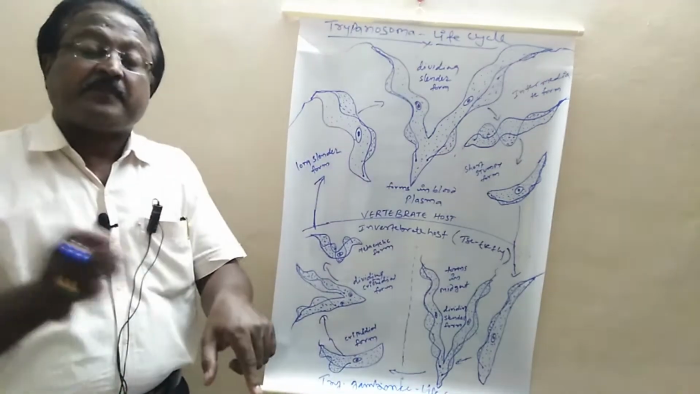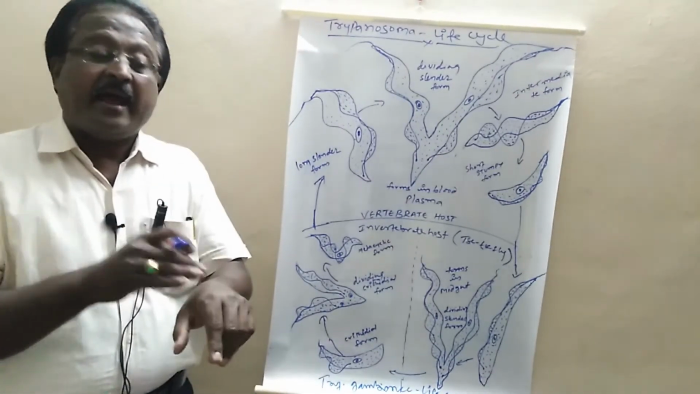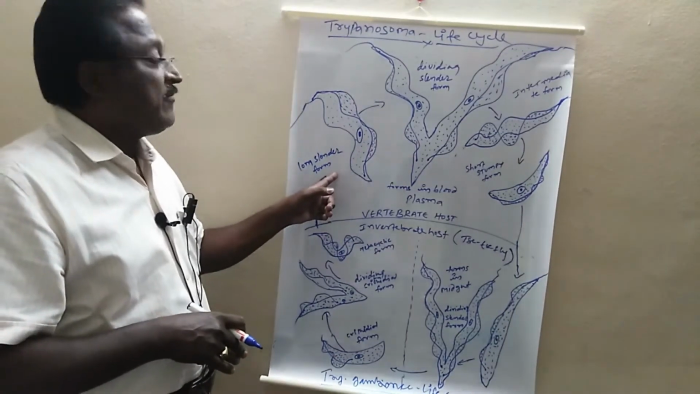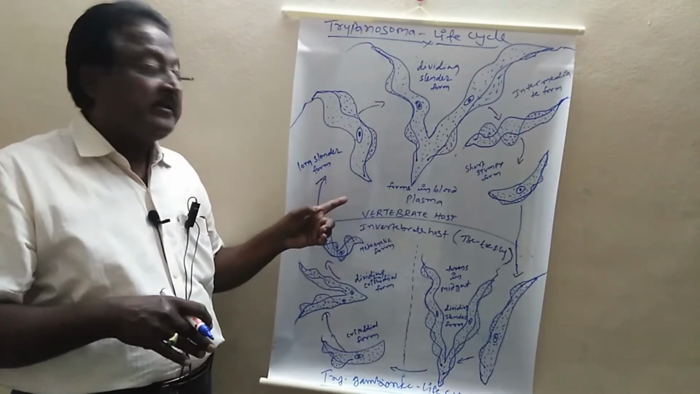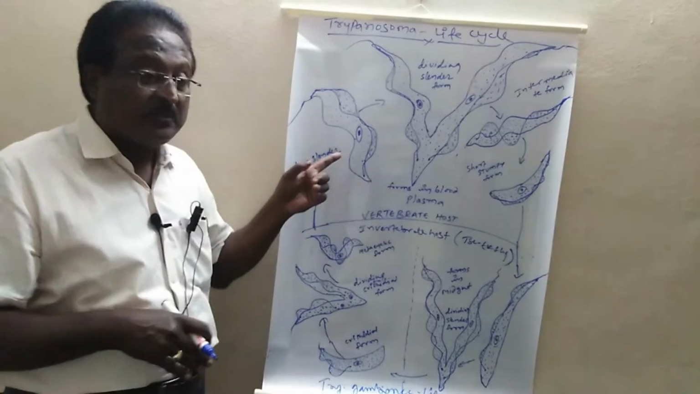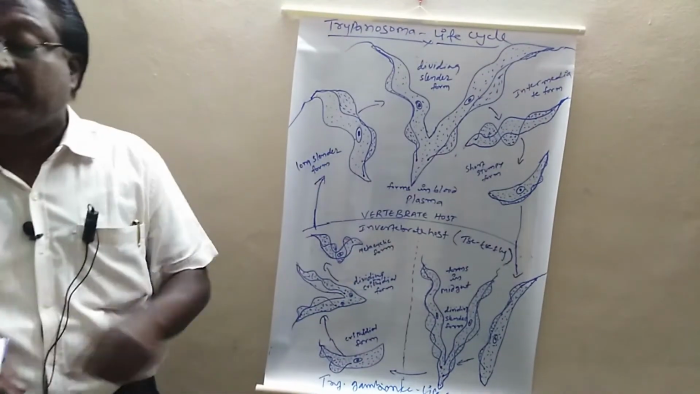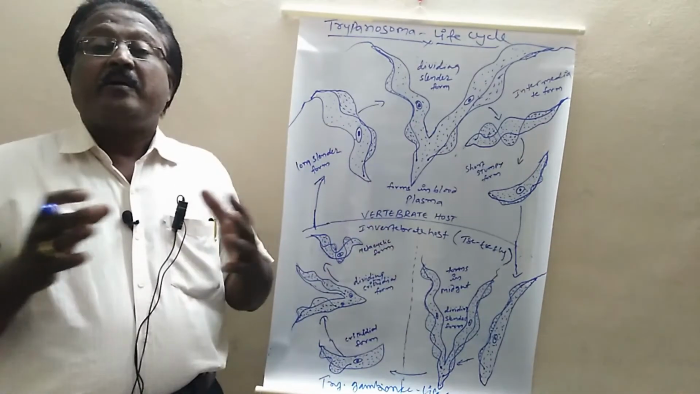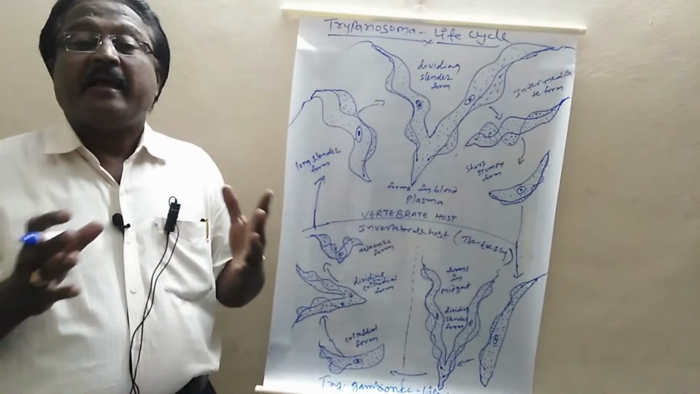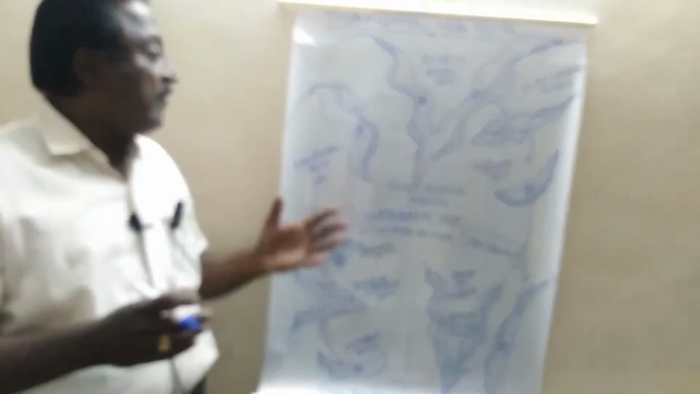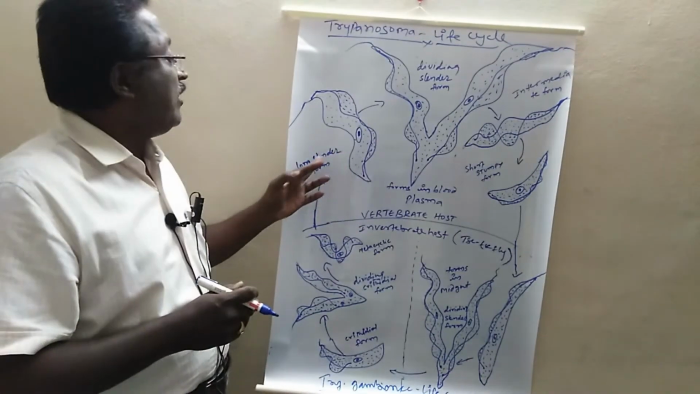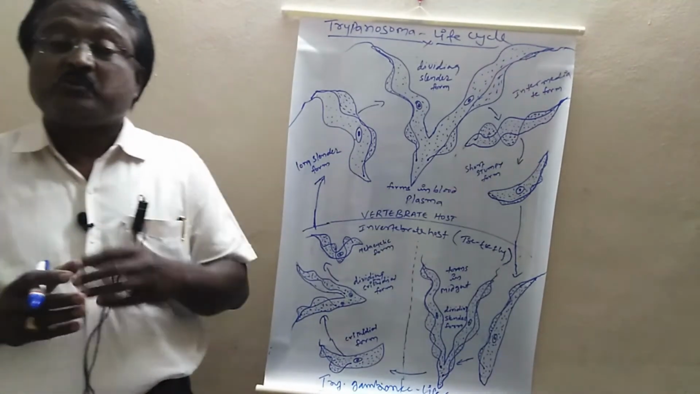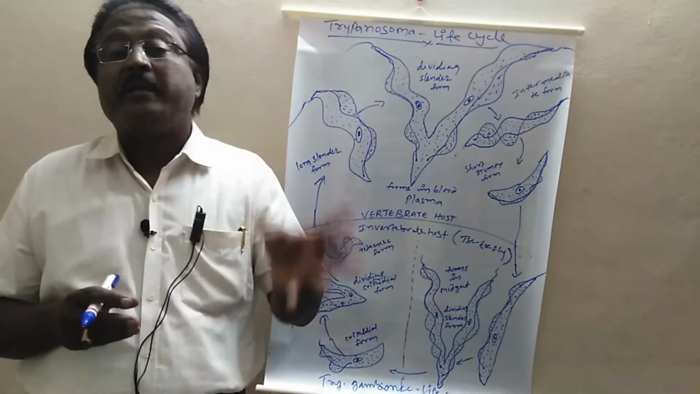When it bites, first of all it applies saliva and introduces the metacyclic forms into the blood of man. Along the blood circulation these metacyclic forms elongate due to feeding, developing and growing. After some time they become long slender forms. So the Trypanosoma life cycle goes like this.